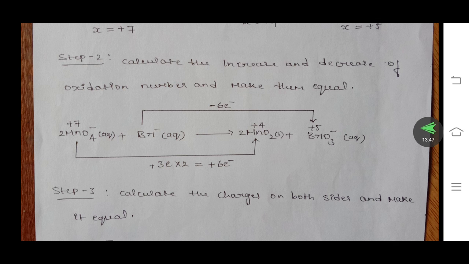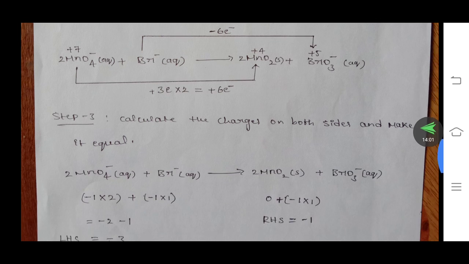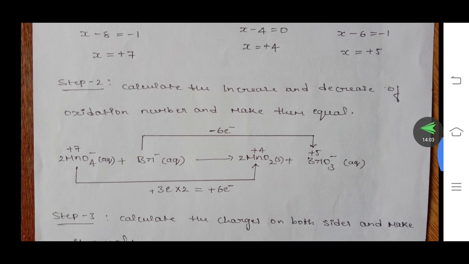Now check Br. So Br is minus 1 and on the right side it is plus 5. Minus 1 to plus 5, it is losing 6 electrons. A single bromine atom is losing 6 electrons. So now we have to make them equal. Both the electrons lost and the electrons gained should be equal.